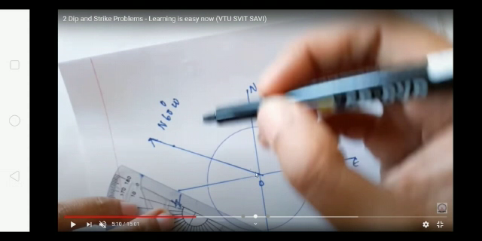See here, from north you have to measure 60 degrees towards west. This angle here will be 60 degrees, and mark and draw a line from the center. So this is done.